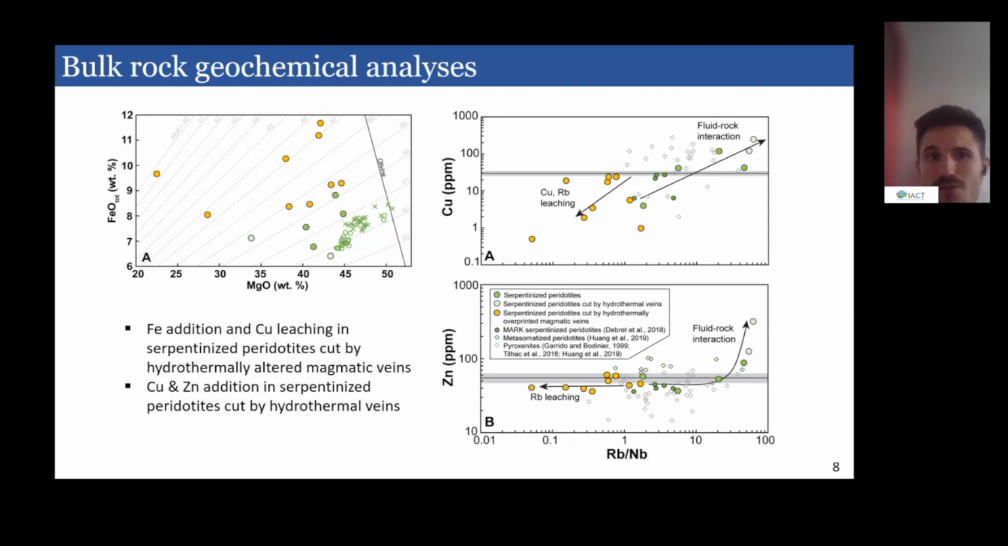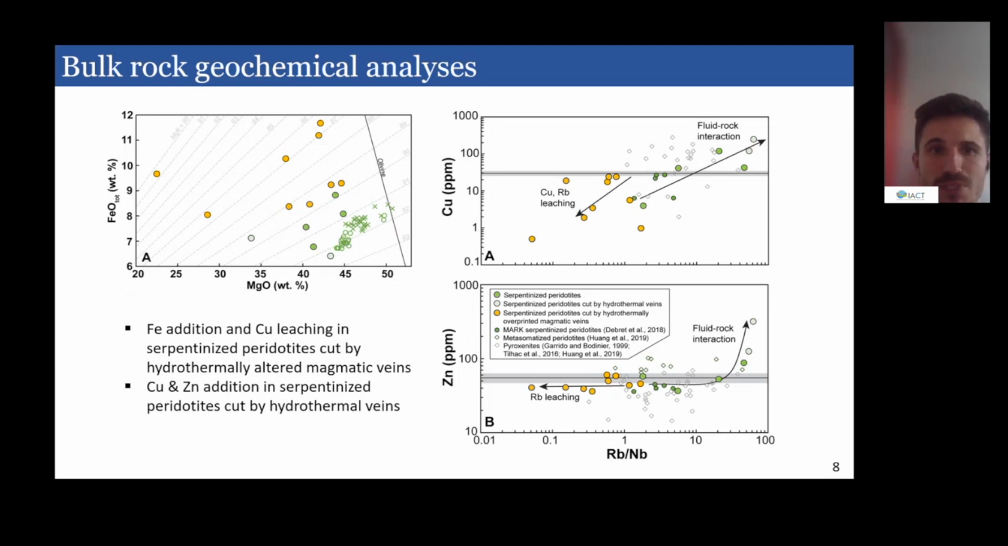In terms of trace element metals, copper and zinc, we plotted them against a proxy for fluid-rock interaction, which is the rubidium-niobium ratio. Why this ratio? Because rubidium is a fluid-mobile element, while niobium is relatively immobile in fluids and is quite enriched in melts. So during fluid-rock interaction, you would expect to increase this rubidium-niobium ratio in the hydrothermal rocks.